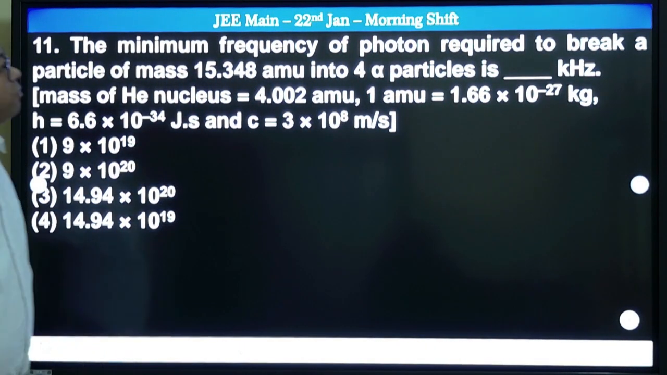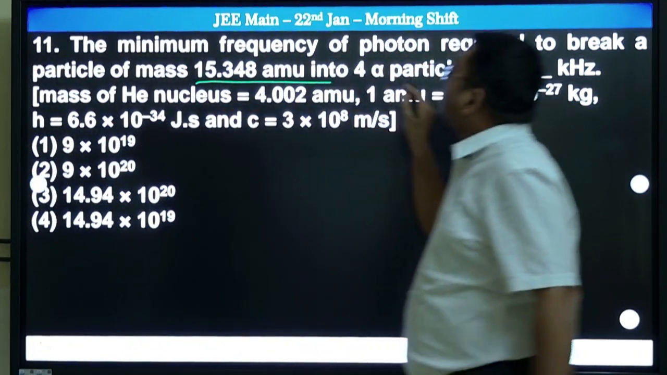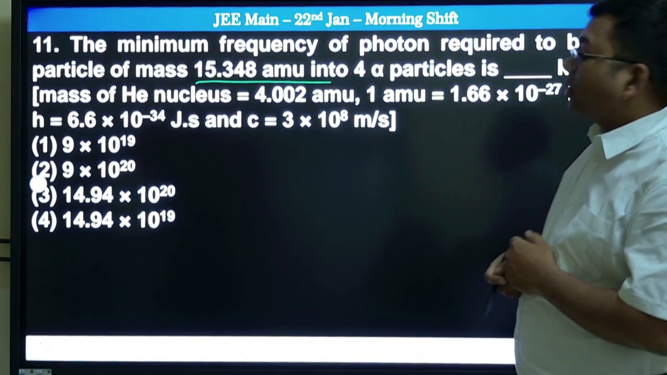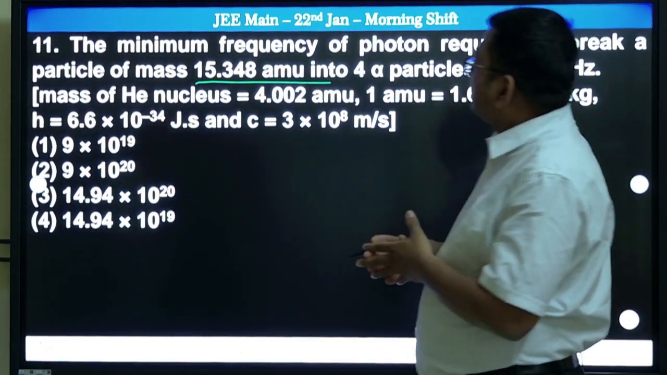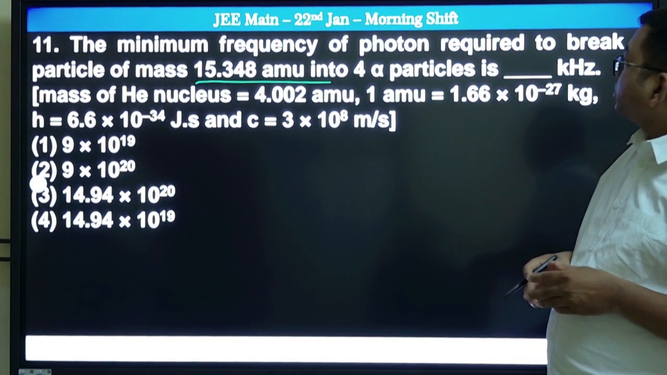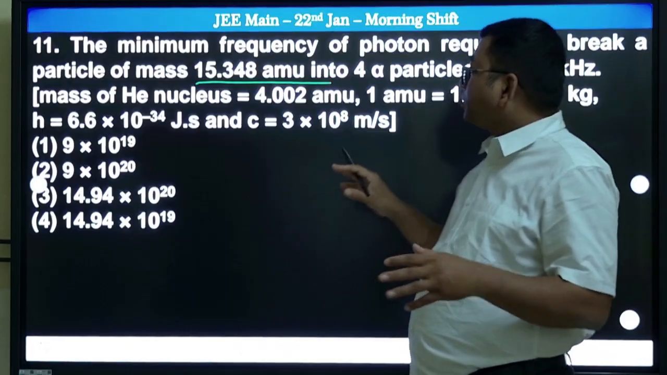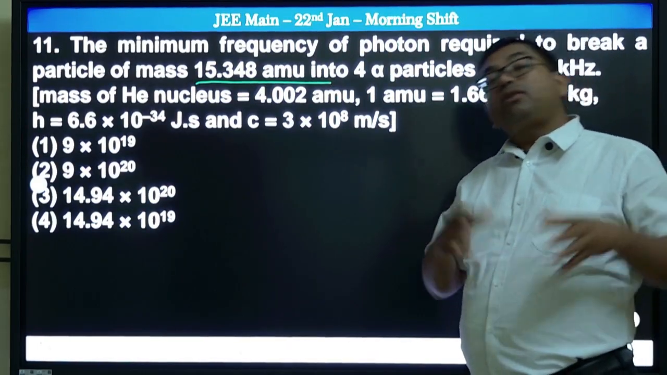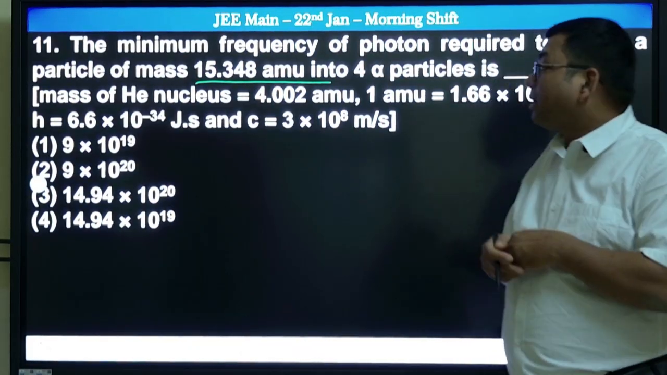The minimum frequency of photon required to break a particle of mass, given in AMU, into 4 alpha particles is. Okay, so this question is of nuclear reaction, right? Let us say that there is a nucleus which is breaking into 4 alpha particles, minimum energy of radiation required. So there will be changes of energy, right? So mass effect will be there, and you can calculate that energy. That energy is what is required, correct?